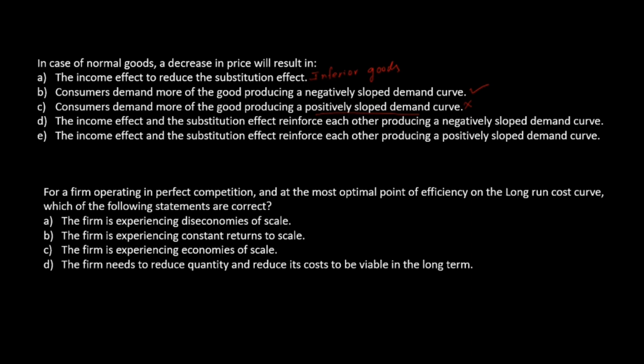The income effect and the substitution effect reinforce each other, producing a negatively sloped demand curve. So this is absolutely correct because in case of normal goods, the income effect actually reinforces the substitution effect. So this is the correct option. Finally, the income effect and substitution effect reinforce each other, producing a positively sloped demand curve. This is not correct. The next question.